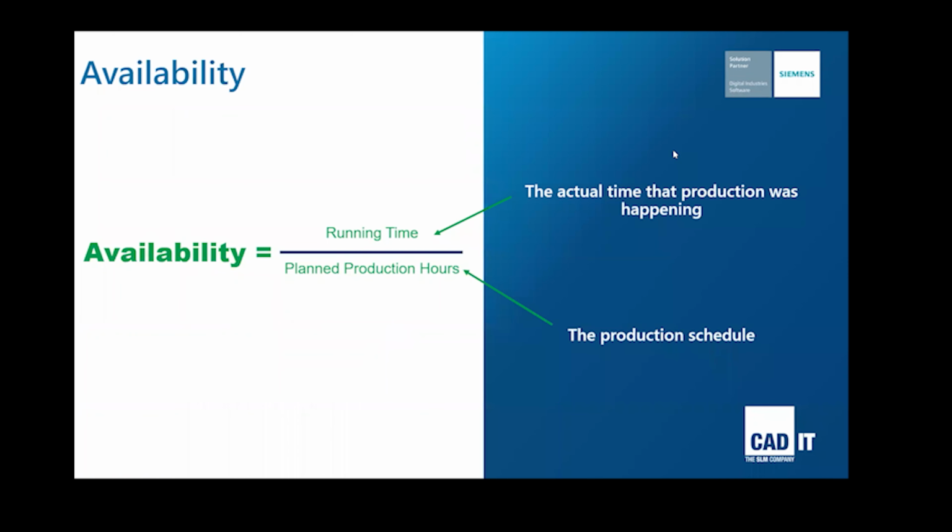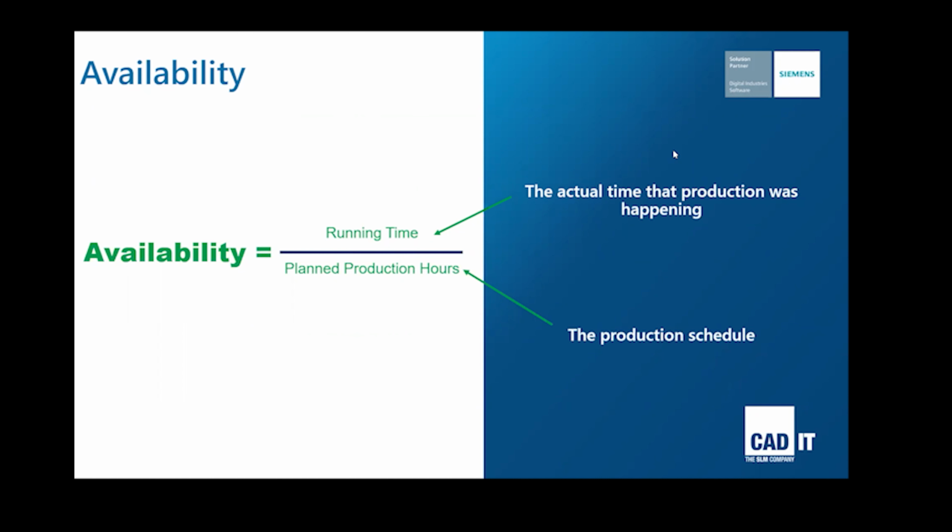So let's look at each element of the calculation in turn. Firstly, availability. It's the amount of time that your equipment or process is running, as it should. It's the percentage of your planned production time that was spent producing. And here's the formula for that.